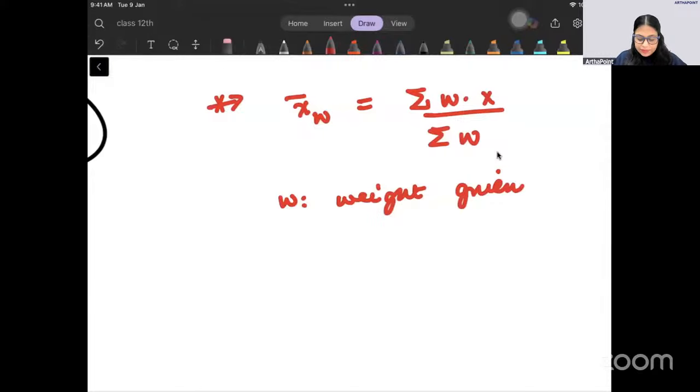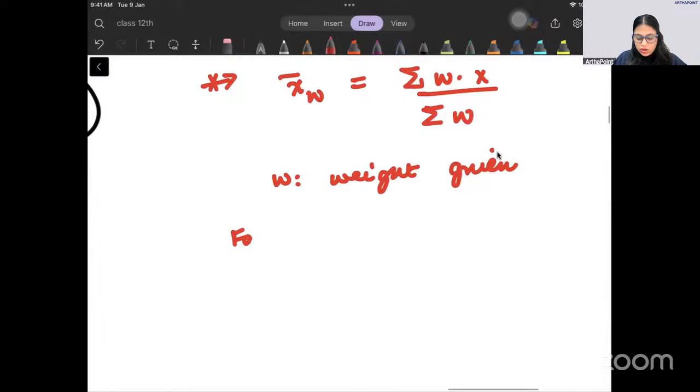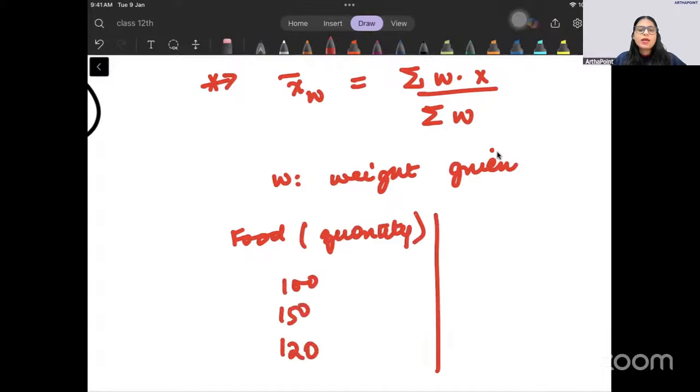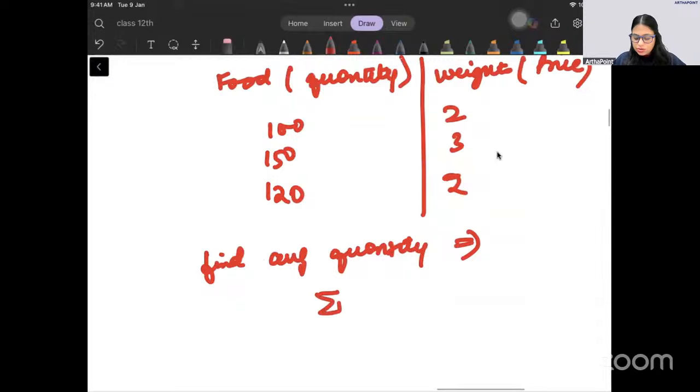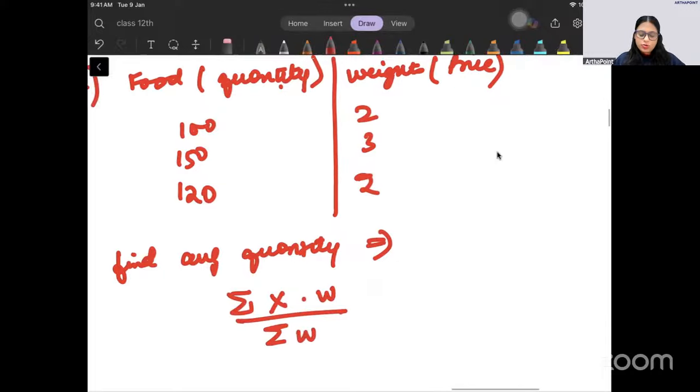So for example, if I tell you that I am given the quantity of food: 100 kg, 150 kg, 120 kg, and I am given weights, and the weight is based on the price of the food, right? Like price is 2, price is 3, price is 2. And I ask you to find the average quantity of food. Nothing else to do. You will do summation x, I'm calling this x only, into w by summation w. So I will multiply.